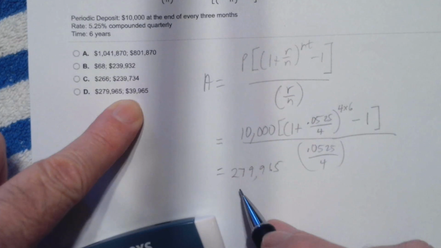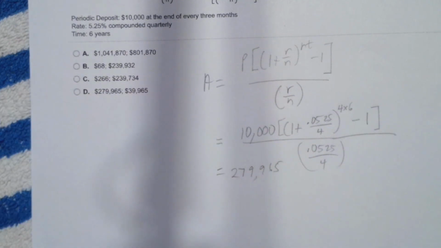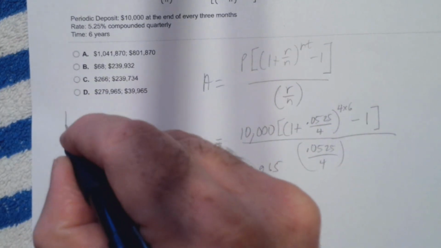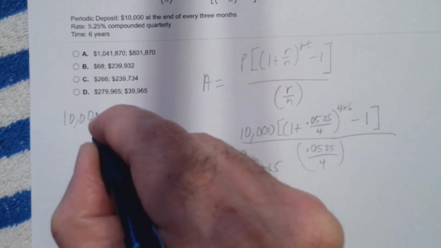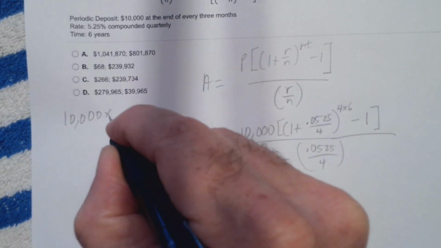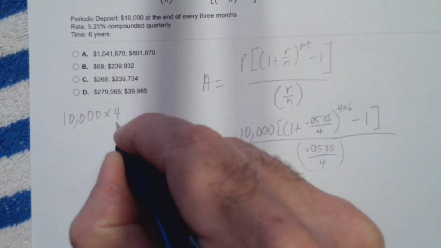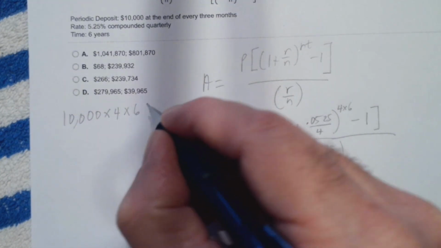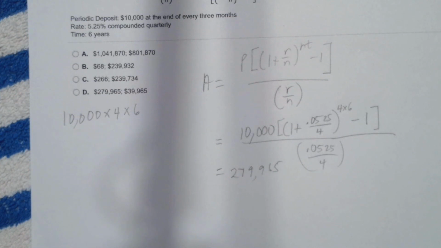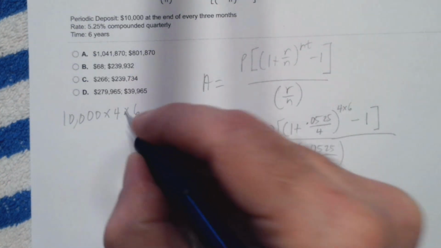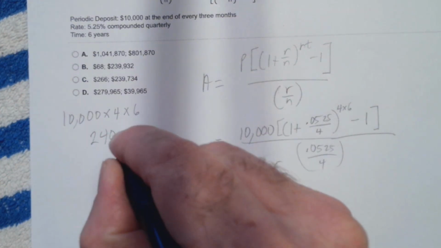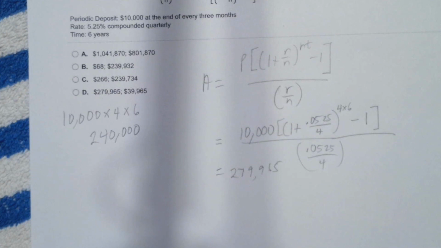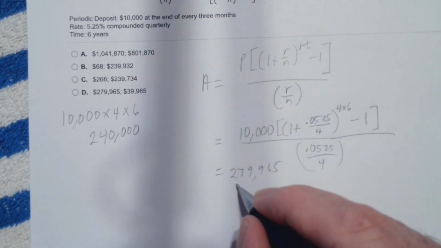Now how do we find the other part? Well, we paid 10,000 4 times a year, every 3 months. Remember, it was quarterly for 6 years. So if you do 10,000 times 24, you get 240,000. So that was our contribution.